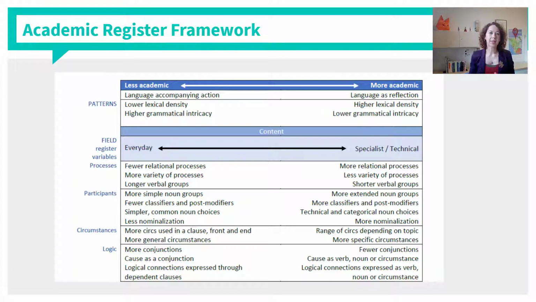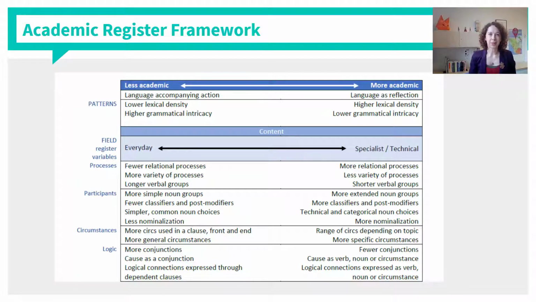So the framework has that less academic, more academic continuum at the top, along with some patterns like the quantitative indicators of lexical density and grammatical intricacy. And then the rest are divided between the metafunctions under the notions of field, tenor and mode. So for field, we just focused on the everyday, specialist or technical continuum to highlight how the language features were helping a text be more or less technical.